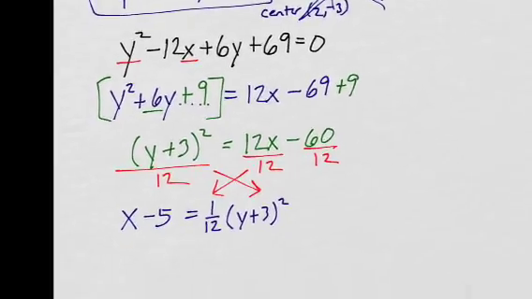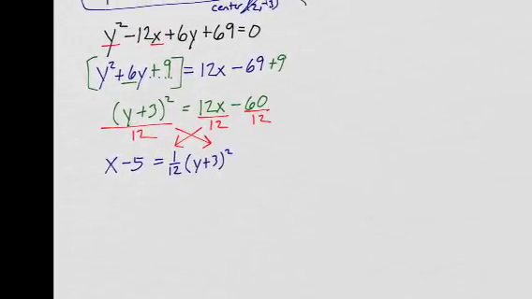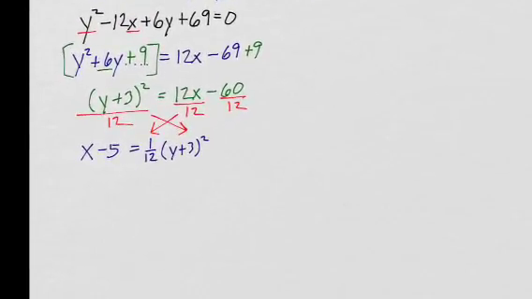And so hopefully you recognize that that is a parabola with a vertex at the point 5, -3, so 5, -3, let's say, is right there. It's x equals y squared, so it's going to be opening to the left or to the right. That 12 is positive, so it's going to open to the right. It's going to look something like this.